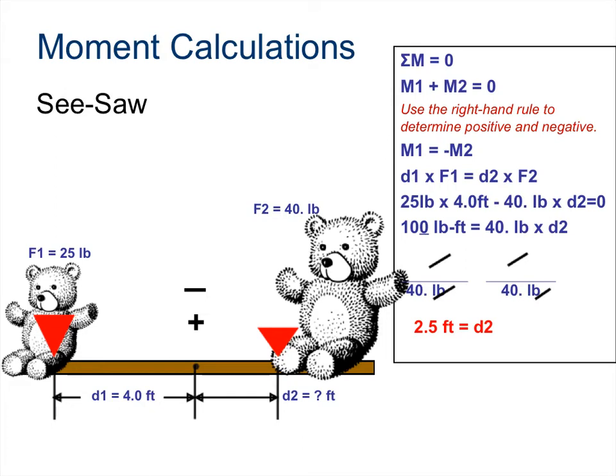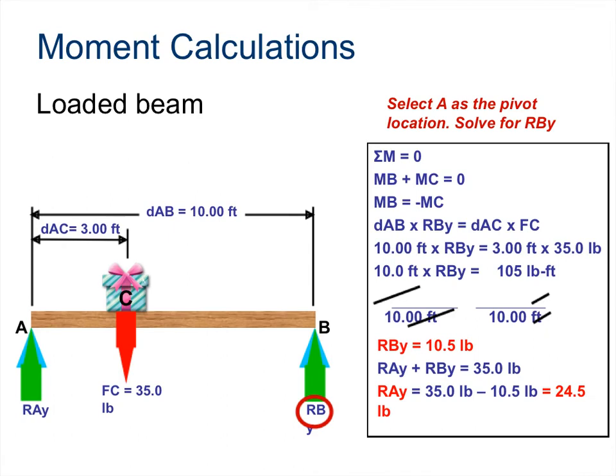To solve for this unknown distance, we can set up a formula using our moment calculations. We can say that 25 pounds times 4 feet is equal to 40 pounds times x. And if I solve for x, I get 2.5 feet. Now that same process can be applied to many different types of problems.